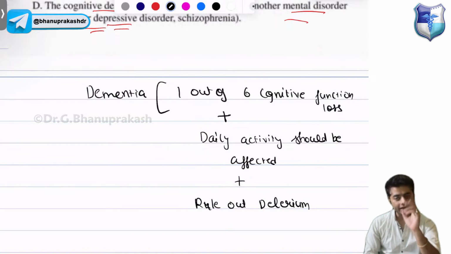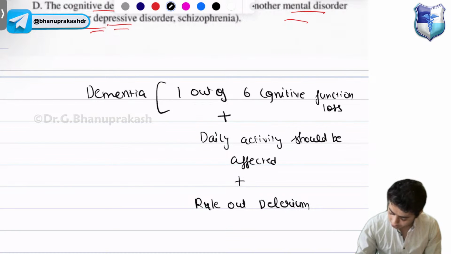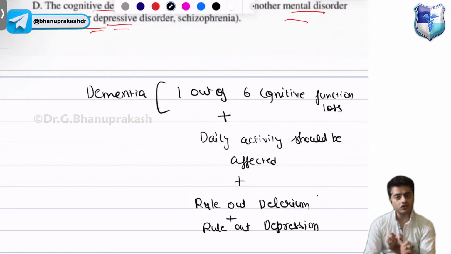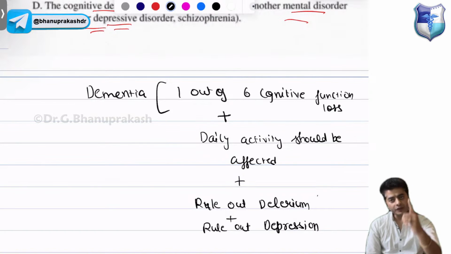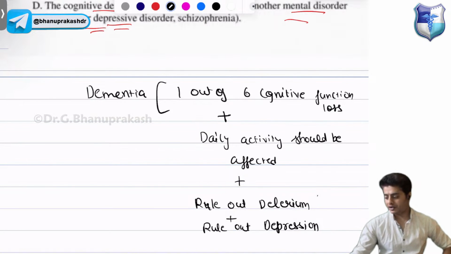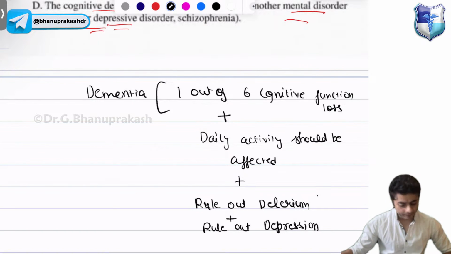You should rule out delirium. Another thing you should rule out is depression. Everyone got this definition? Dementia: loss of cognitive function in one out of six domains, done, sir. Then your daily activity should be affected, and you should rule out delirium, and you should rule out depression. Everyone okay? Till now, got the definition of dementia?